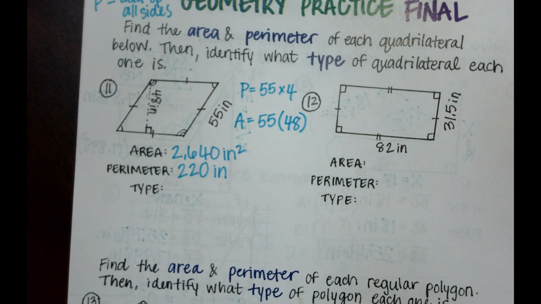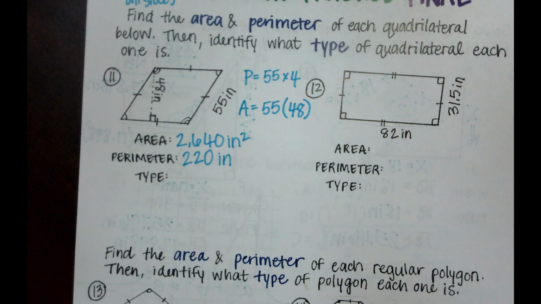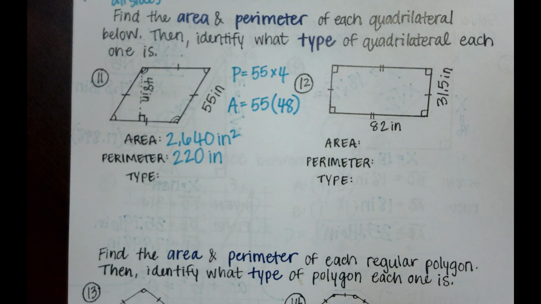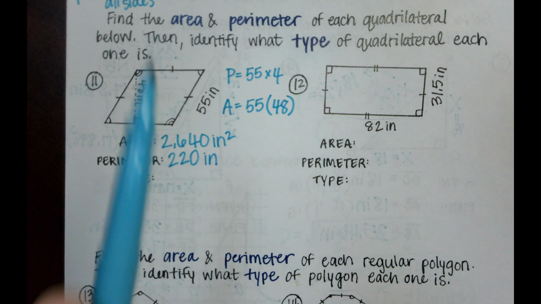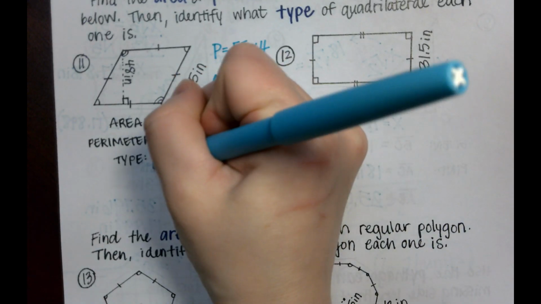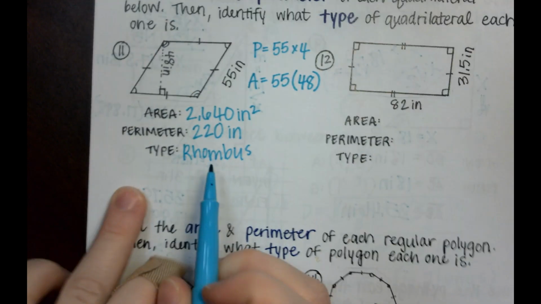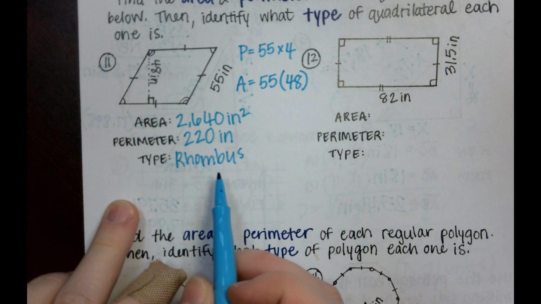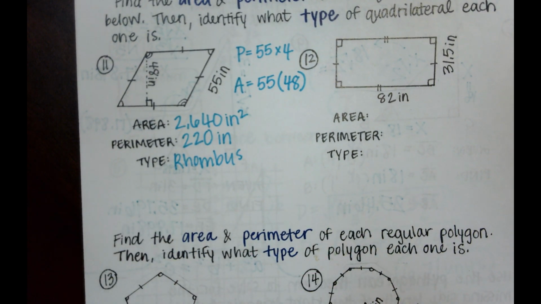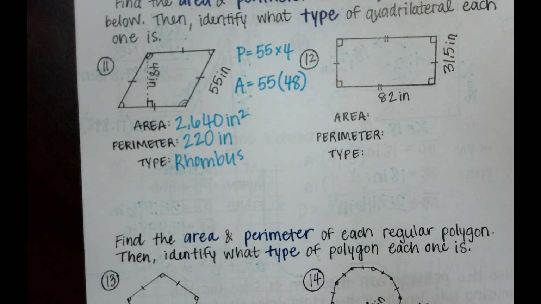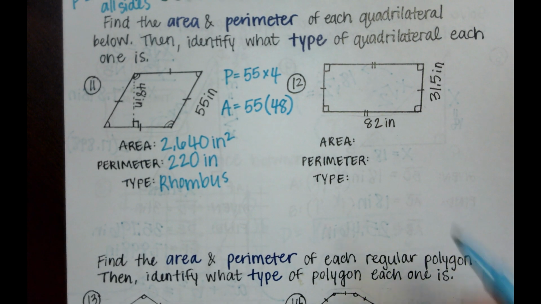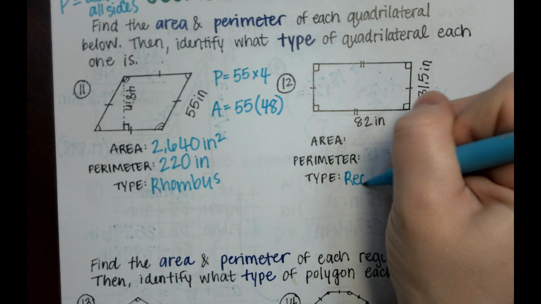Now, what type of quadrilateral is this? Wouldn't this be like a rhombus? Yes, it is a rhombus. I don't remember how to spell it, but I remember what they are. Here, so it's R-H-O-M-B-U-S. It's just a parallelogram with 4 sides that are the same length. It's like our tilted square. Yep. The next one would be a rectangle. Yes, it would be a rectangle. We'll go ahead and put that in.